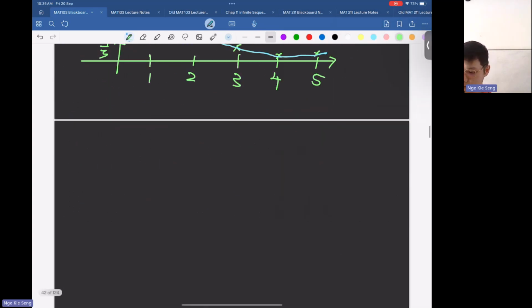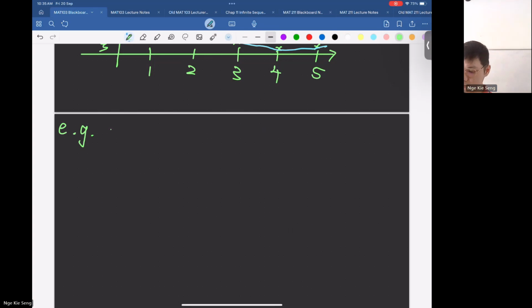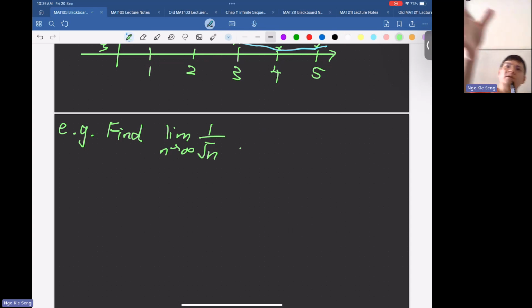So let's do a little bit different example here. Find the limit of 1 over square root of n. Let's find this limit here. When this question appears to you, what's the first thing you do? Intuitively, you should understand your sequence first. Naturally, you need to understand your sequence first. How to understand your sequence?